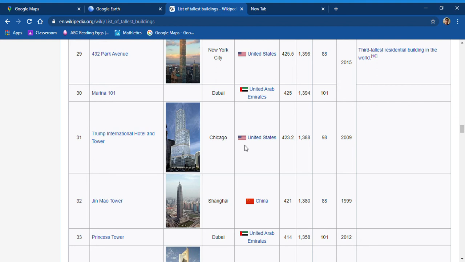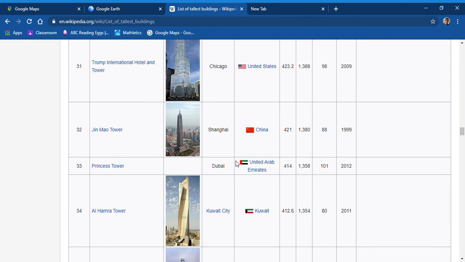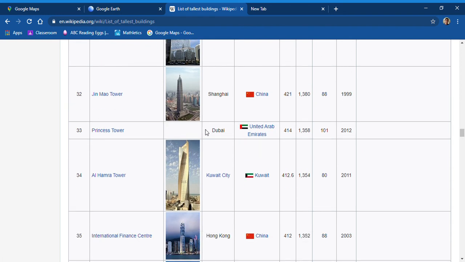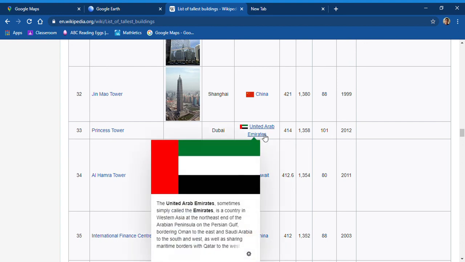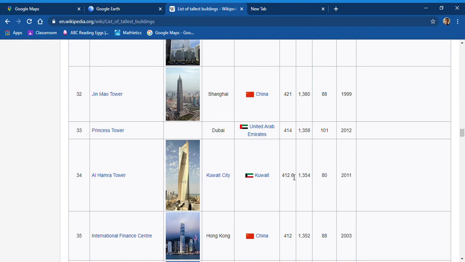Okay, now on to number 31. Trump International Hotel and Tower. What? Anyway, Chicago, United States, 423.2 meters, 1,388 feet, 98 floors, 2009.